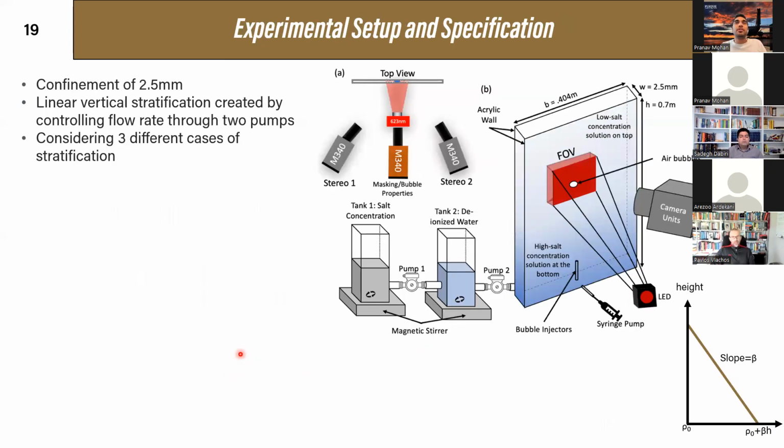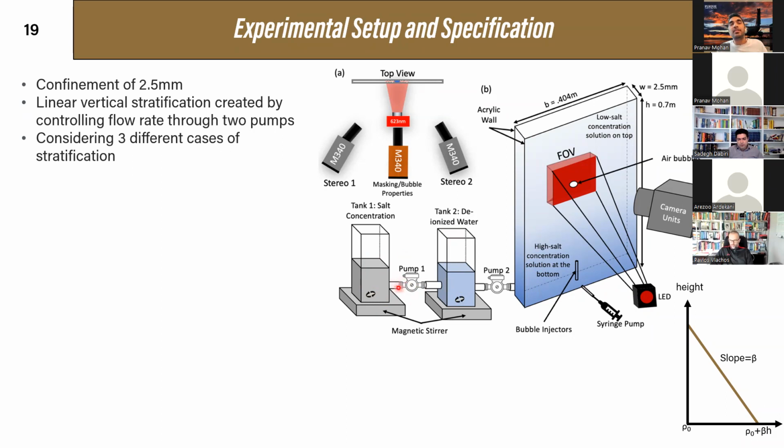So to just share what our experimental setup looks like, we have a thin channel, which is about 2.5 millimeters wide, with a height of 70 centimeters and breadth of 40 centimeters. We create density stratification. So density is increasing as we go down. That is done through a double tank method, where in one tank, we have high salt concentration, and in the second tank, we have pure deionized water.